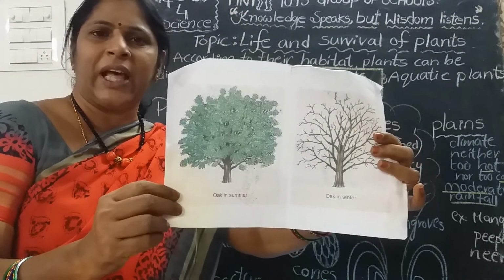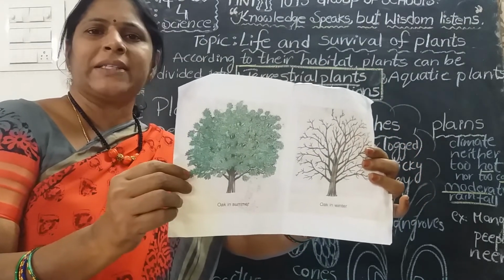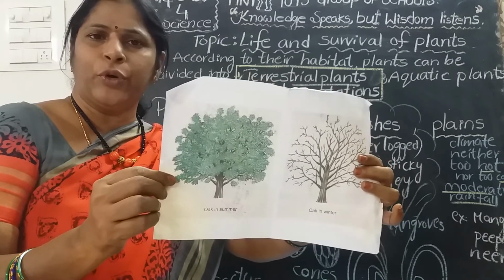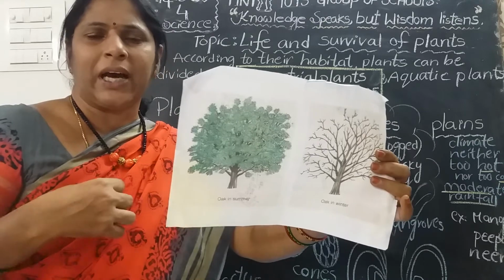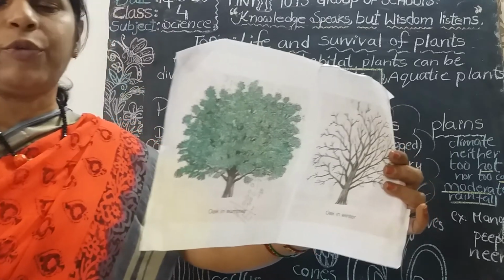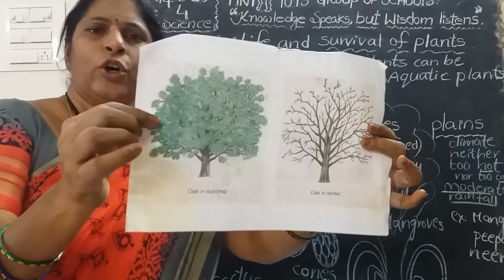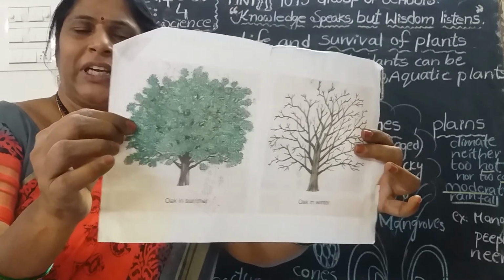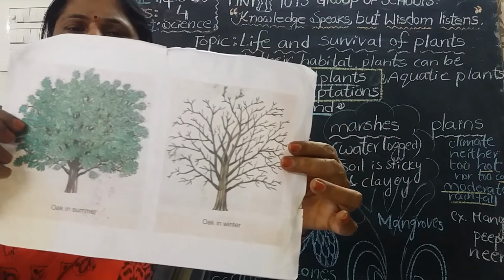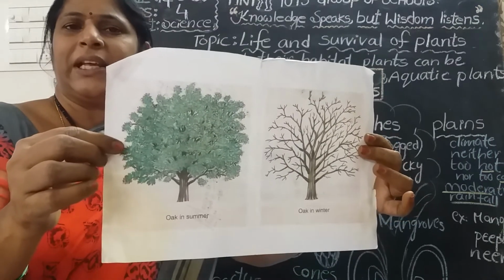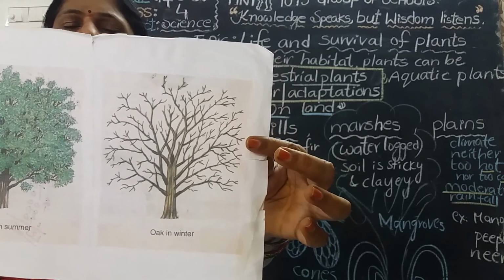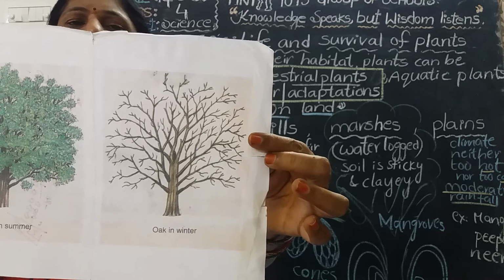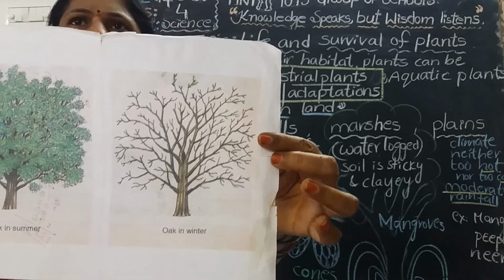Is it clear, children? All green plants and trees make their own food with the help of sunlight, air and water. That process is called photosynthesis. So see, this is the evergreen tree, this is the deciduous. Evergreen means retaining the leaves throughout the year. Deciduous means they lose their leaves in winter, to protect themselves from the cold.